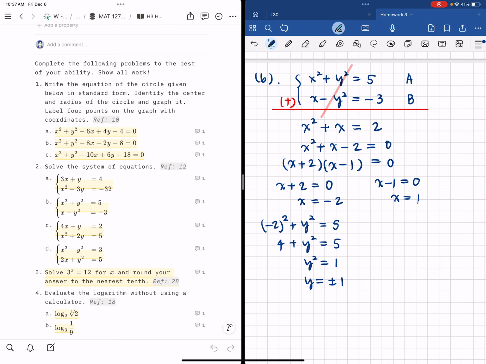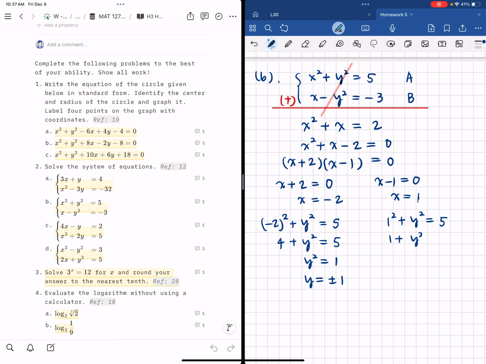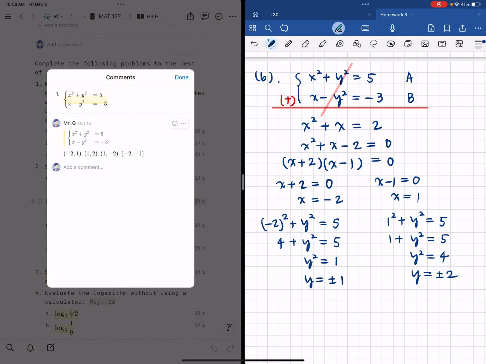And on the other side, when x is 1, let's plug it in as well. 1 squared plus y squared equals 5. 1 plus y squared equals 5. Y squared is 4. So y is plus minus the square root of 4, which is 2. And that means we're going to have 4 points. Let's see if that's the case. Yeah, we do have 4 points.